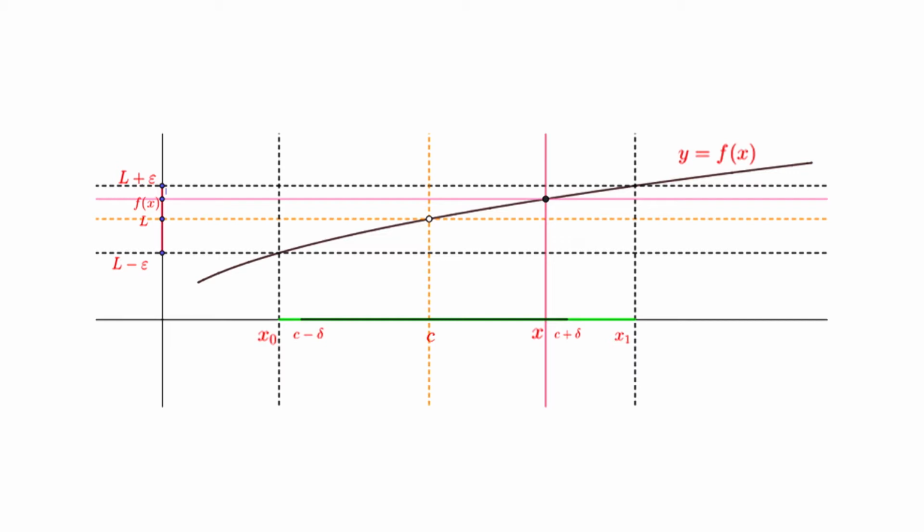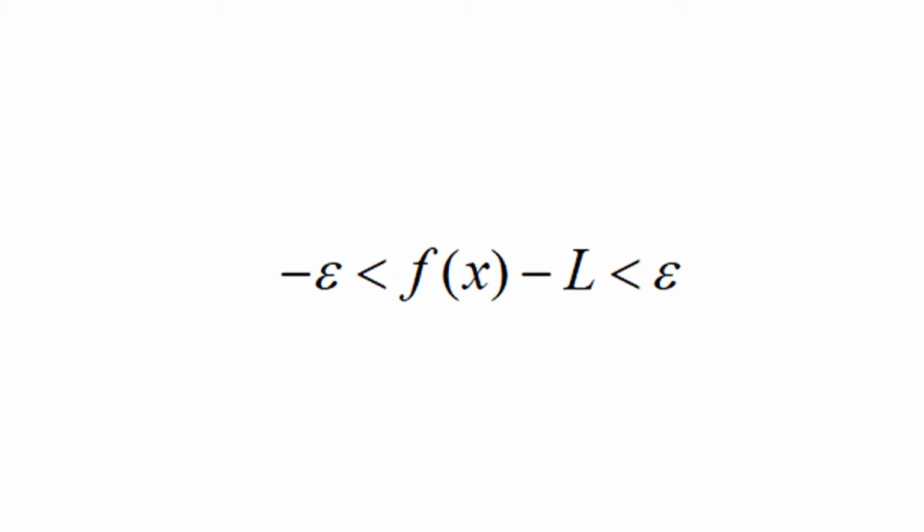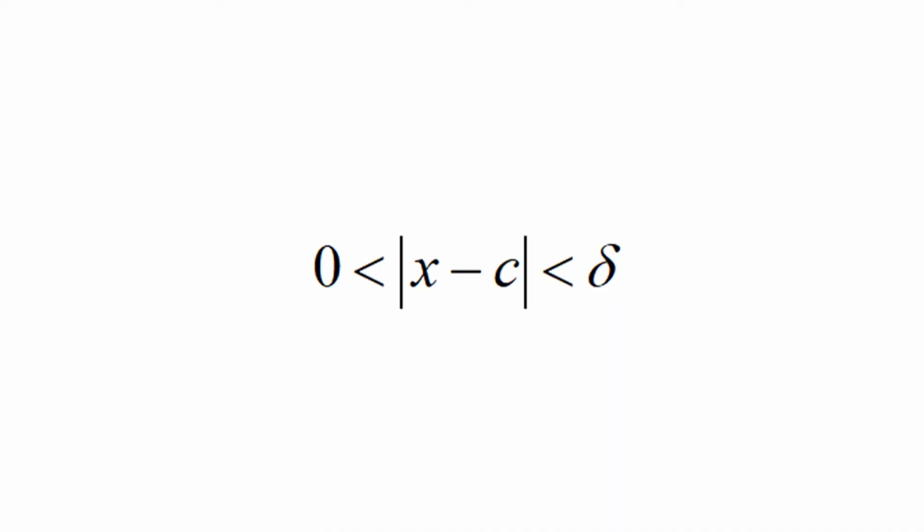Since this condition holds on the larger open interval x naught x 1, the expression L minus epsilon less than f of x less than L plus epsilon can be written as minus epsilon less than f of x minus L less than epsilon, which is equivalent to absolute value of f of x minus L less than epsilon. Also, the condition that x lies in the open interval C minus delta, C plus delta, but x not equal to C, can be expressed as 0 less than absolute value of x minus C less than delta.